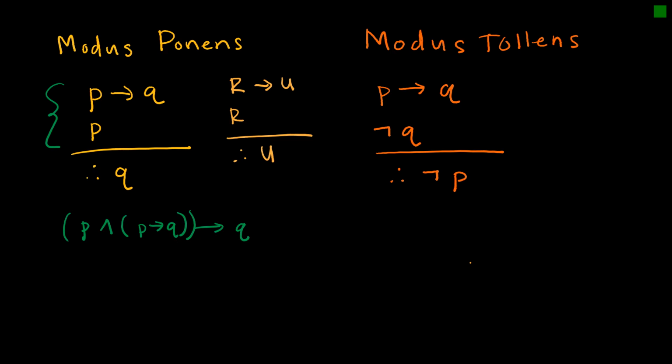The second one, modus tollens. Very similar, we have if P then Q, but notice now we have not Q. So again, we're saying if it rains, I will need my umbrella. Now it's saying I didn't need my umbrella. So what can I conclude? Therefore, I can conclude it did not rain.